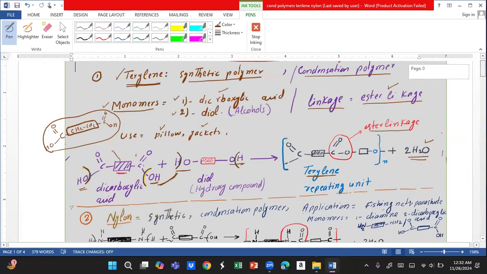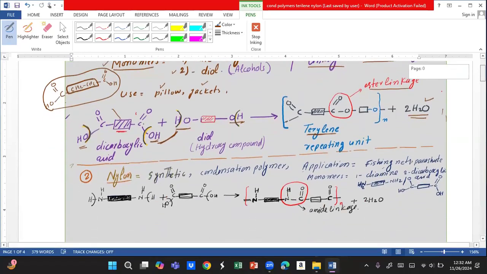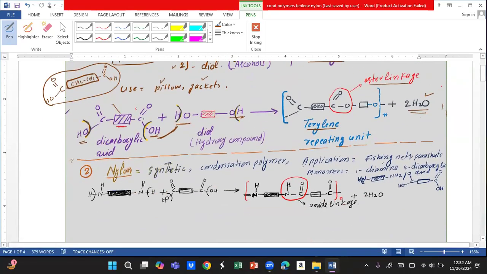Now let's see the next polymer, which is known as nylon. This is another condensation polymer. Nylon is a synthetic polymer as well, so it is also a condensation polymer. It is used for making fishing nets and parachutes.